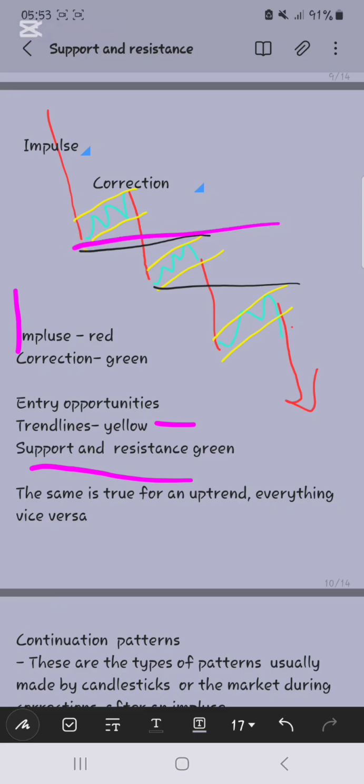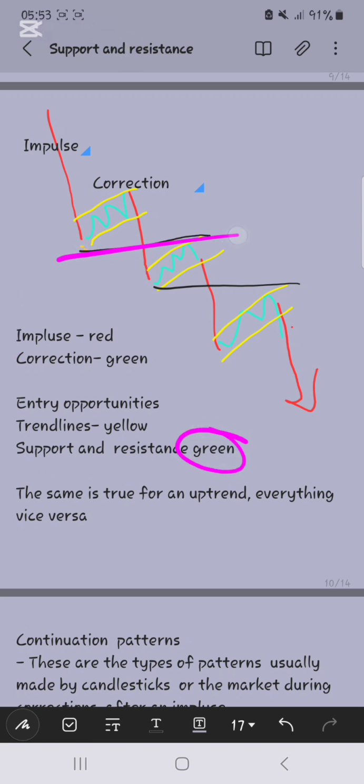No, it's black. Support and resistance in black. I think I'll edit this before I share it to you in the Telegram group, right? So over here I'm going to be inserting what is black over here.